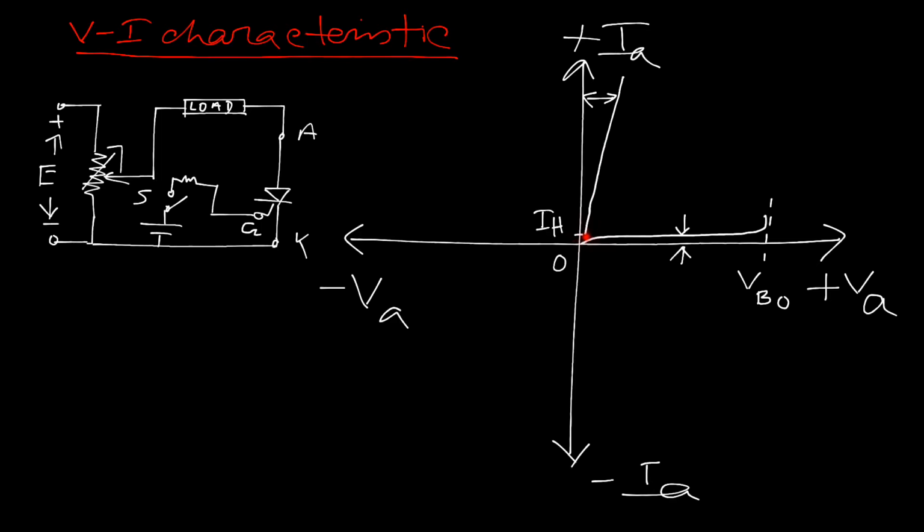That is why this is called holding current. Suppose we have applied a huge biasing voltage and the device starts conducting at a particular point, which is defined by this current, IBO, due to the presence of voltage VBO. This is the current.